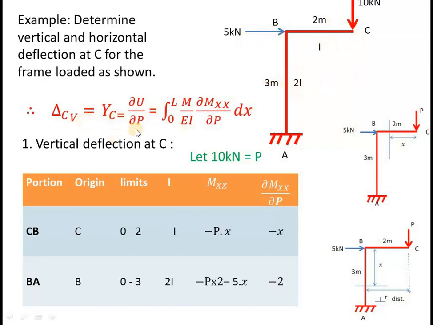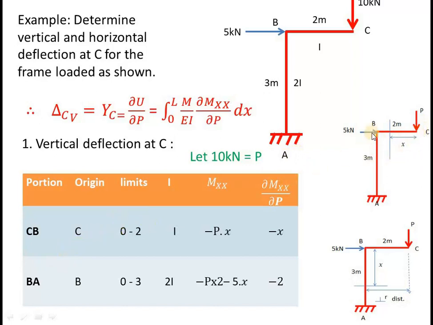You know that for vertical deflection, the formula is integration of M by EI into dou Mx by dou P into dx. Now there is a vertical load at C, and we want vertical deflection. If no load is there, you have to assume one fictitious load or imaginary load. If the load is given, that load itself we call P. Let 10 kilonewton equal P. Now here let us take one section as usual. CB is the portion, C is the origin.